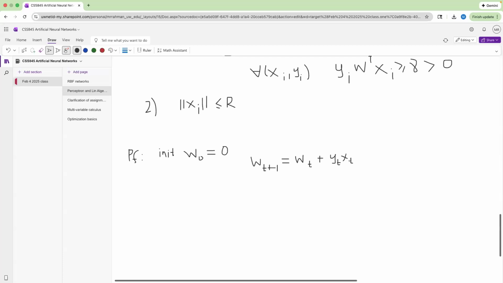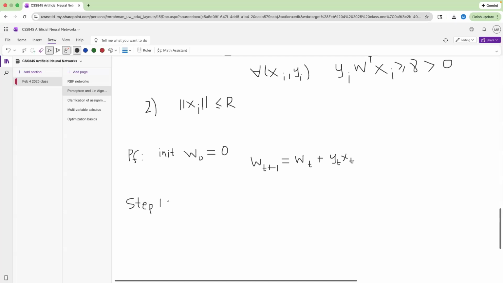Okay. And if you remember the perceptron algorithm, at every iteration we try to find a point that is misclassified. So xt and yt is the point that we found to be misclassified in the tth iteration, and this is the learning rule that we apply, right? So let's try to break this down into steps.